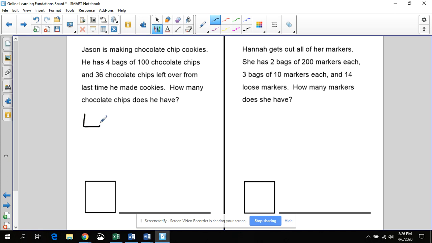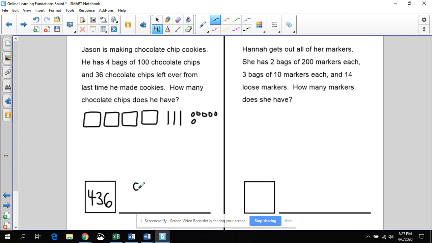So if I have 4 bags of 100, here's my hundreds boxes. I have 4 of them. And then I have 36 left over. That's 3 tens and 1, 2, 3, 4, 5, 6. So that leaves me with 436. So that goes in my box. And my label is chocolate chips.